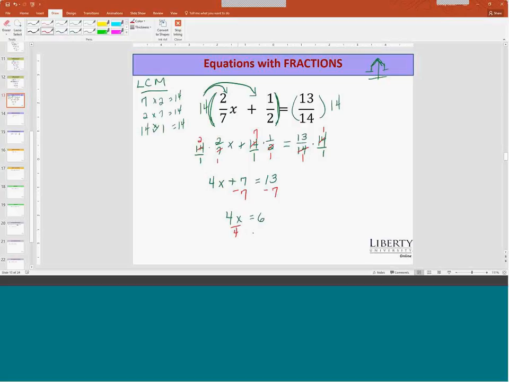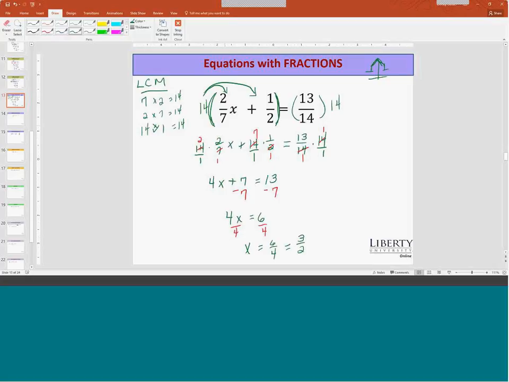Then I divide by 4. And so x is 6 over 4. But always, when your answer is a fraction, remember to express that in the simplest form possible. 2 is a factor of both 6 and 4. So I need to simplify that fraction to be 3 halves.